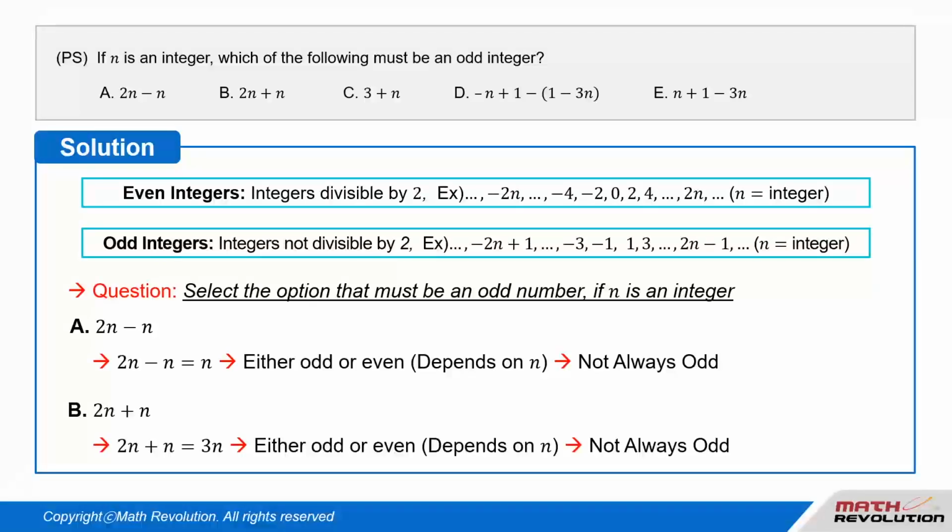B. 2 times n plus n. Now, 2 times n plus n equals 3 times n. It could be either odd or even depending on the value of n. Thus, this option is not always odd.